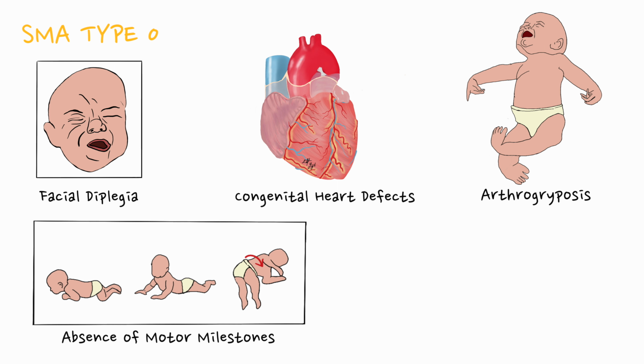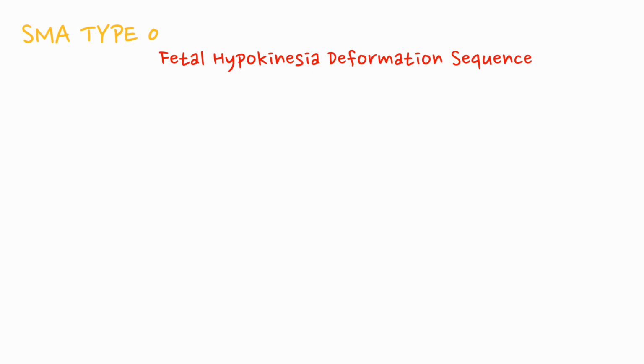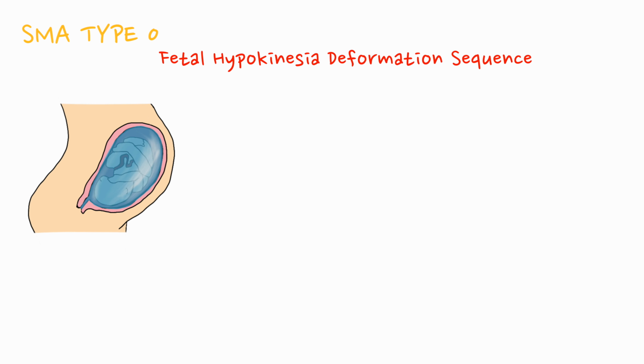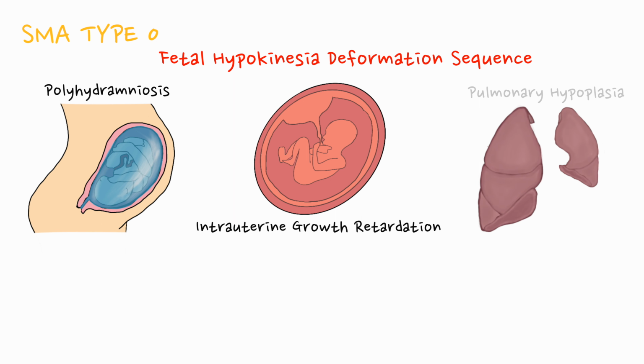Absence of motor milestones. Due to severe muscle weakness, infants with SMA type 0 are unable to achieve typical motor milestones such as rolling, sitting, or standing. Respiratory issues. Respiratory problems are a significant concern in SMA type 0. The weakened muscles involved in breathing lead to respiratory insufficiency, which can be life-threatening. Infants diagnosed with neonatal onset SMA may display indicators of fetal akinesia deformation sequence, such as excessive amniotic fluid, also known as polyhydramnios, delayed growth in the womb, also known as intrauterine growth retardation, and underdeveloped lungs, also known as pulmonary hypoplasia.